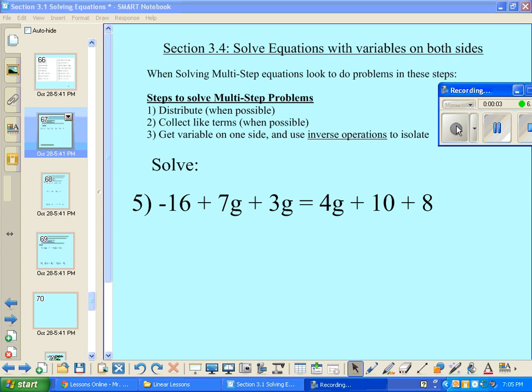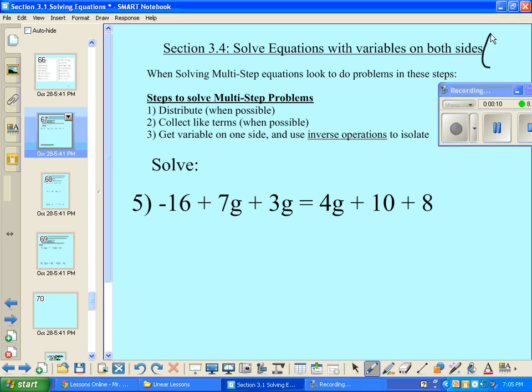Today's lesson is a continuation of section 3.4, solving equations with variables on both sides, or like I mentioned in the last lesson, I call these VOBs, V-O-B-S, because it's just an acronym that stands for variables on both sides. So if I say VOBs number 1 or VOBs number 2, those are the worksheets that are referring to this particular section where there's variables on both sides.